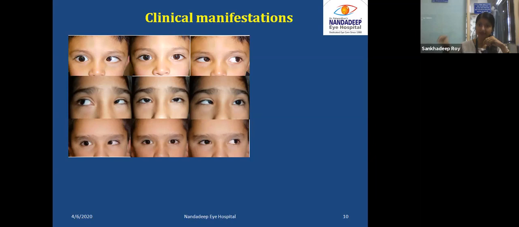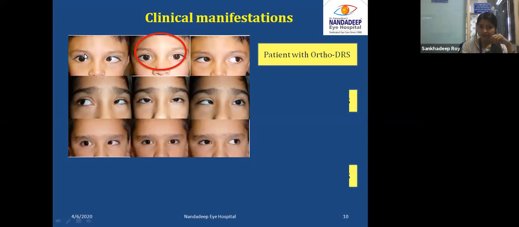But in case of DRS, this is not followed all of the time. If you see this eye, this is in the primary gaze, and the primary gaze looks absolutely ortho. But if you look in this gaze, levoduction and right, the palpebral fissure height in both cases is not symmetric. That means patients with DRS can also present in the ortho position. In the next picture, if you look over there, it looks like a left eso compared to the right one.